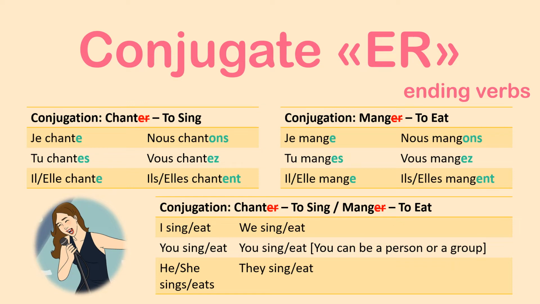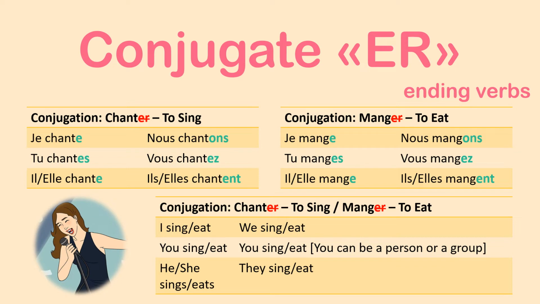When we conjugate er ending verbs, we remove the last two letters of the verb, which is er, and then we add a few letters to form the conjugations. And this will be the pattern for every er ending verb that belongs to the regular verb category, and of course there are exceptions to it.